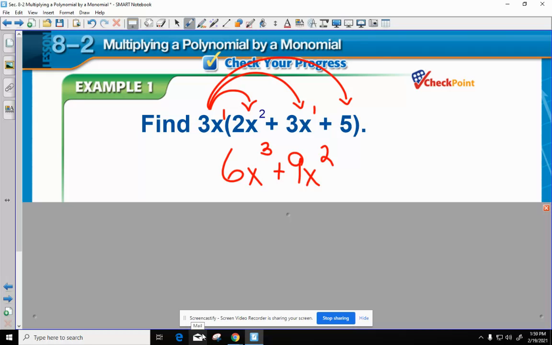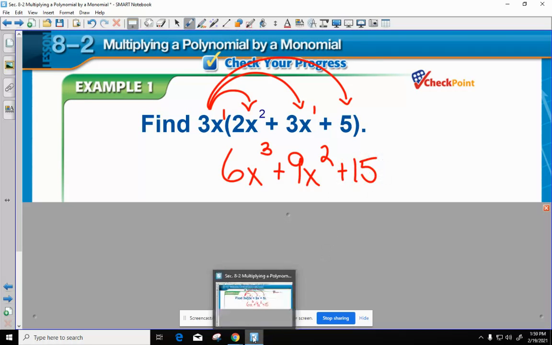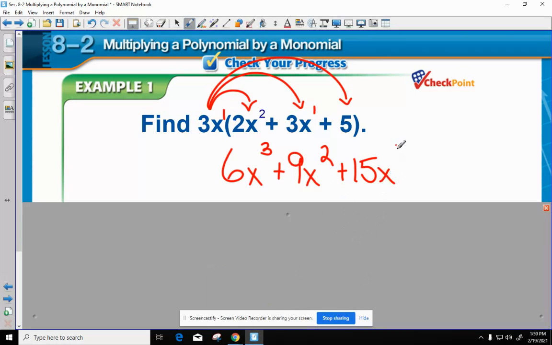Why not? True, but I'm not adding them, right? I'm multiplying. So the 3 and the 5 are a total of 15. And then I have an x to the first here, but over here I didn't have any, so I still just have an x to the first. And you can write the 1 or not write the 1, your choice.